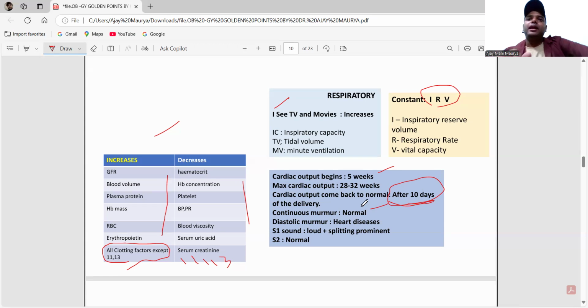There is an S1 sound. This S1 sound is loud, with prominent splitting. S2 is normal. If something is happening with the S2, it means it is not normal. Actually, S2 is going to be normal in the case of pregnancy, guys.